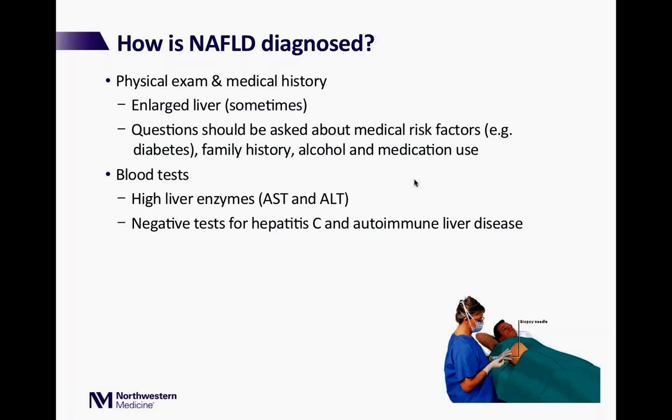We'll also run some blood tests, and things that could tip us off to the fact that fat in the liver might be present would be high liver enzymes, particularly the AST and the ALT number on a liver panel. We also want to make sure we've ruled out other causes of liver fat, so we want to test for things like hepatitis C and autoimmune liver diseases.